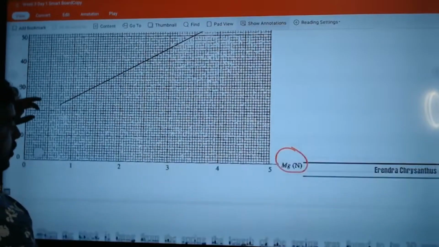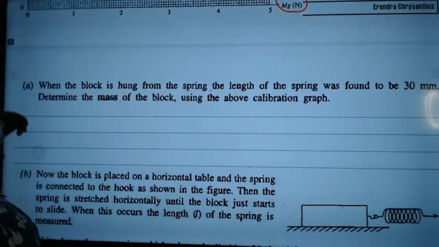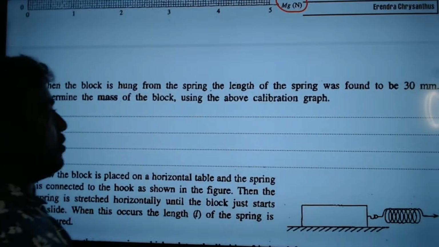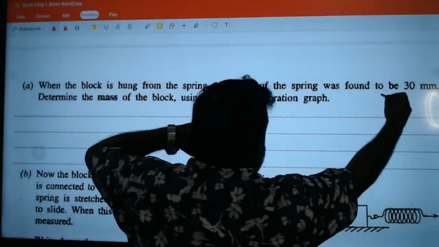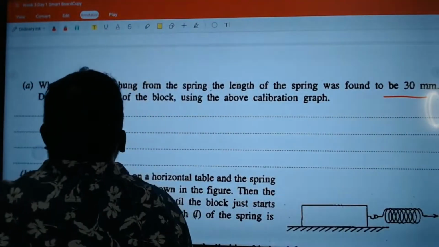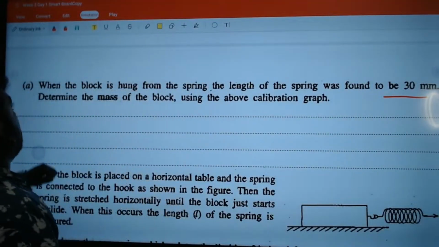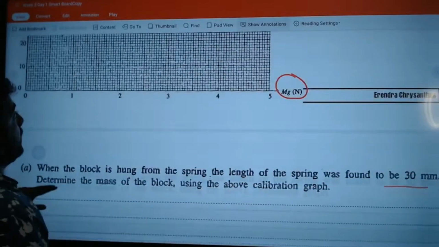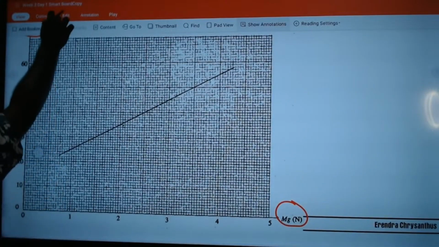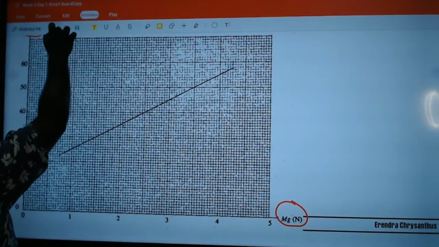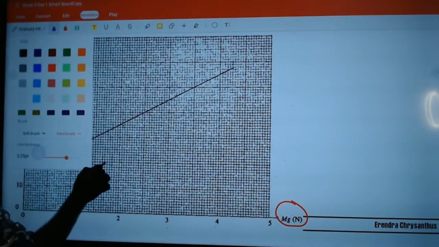Okay. Moving on. When the block is hung from the spring, the length of the spring was found to be 30 millimeter. Determine the mass of the block using the above calibration. Right. 30 millimeter.